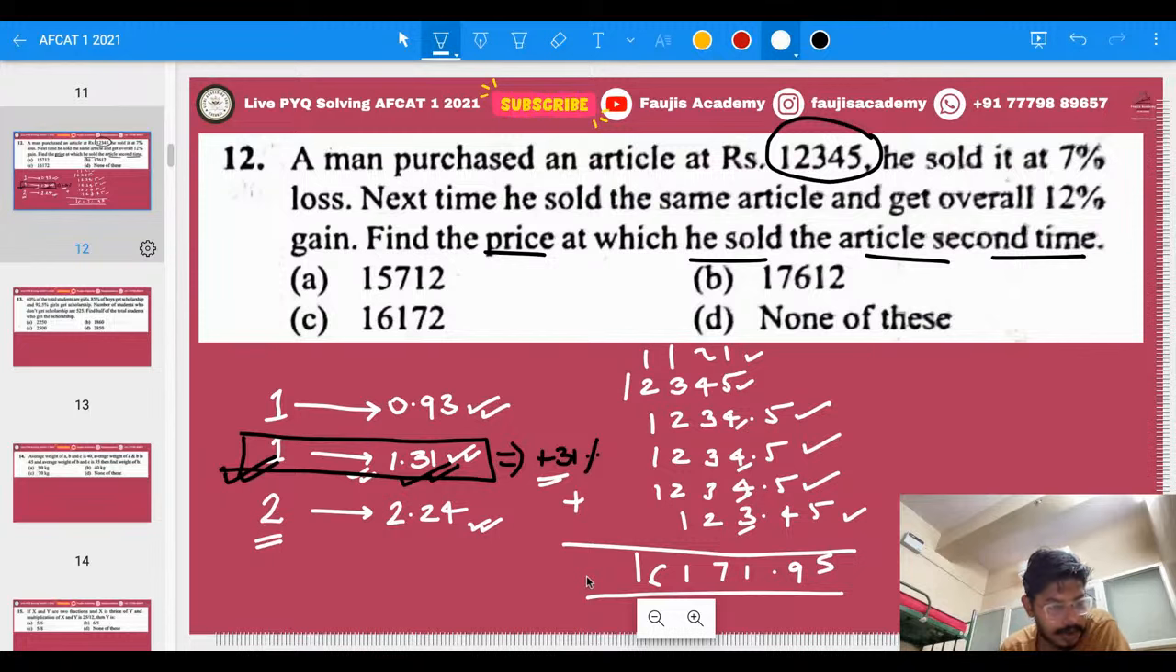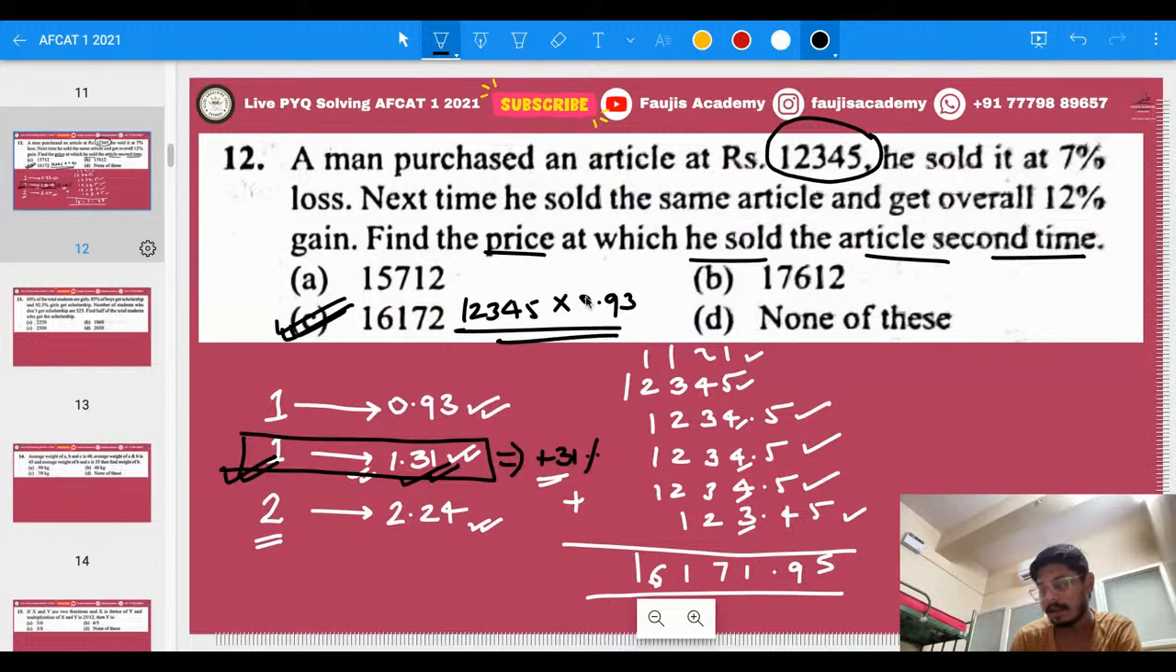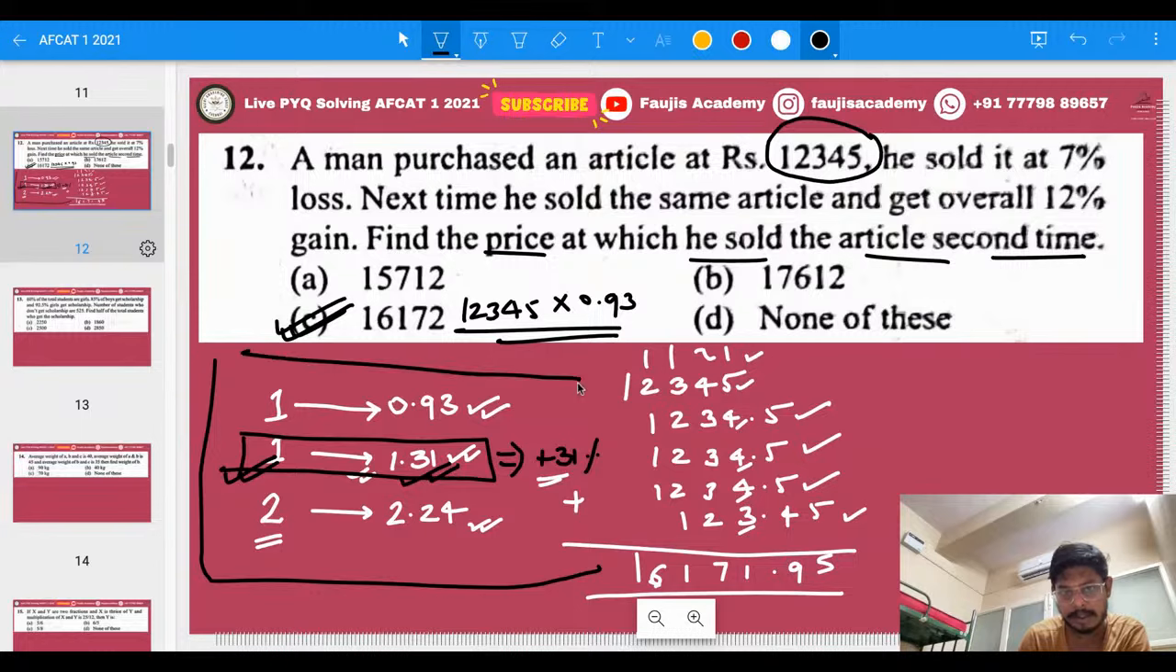Okay, for the sake of God, guys, do not go and calculate each of these values. What do you guys think about this one? Had you gone to find out 1345 into 0.93 and all that stuff, you must have landed in a very dicey situation. But doing it this way, your calculation is just so damn easy. So please keep that in mind.